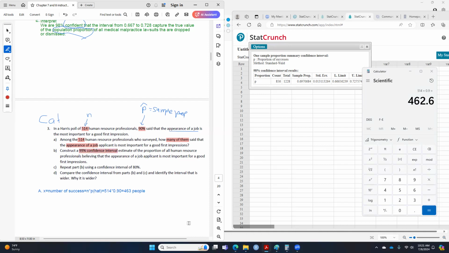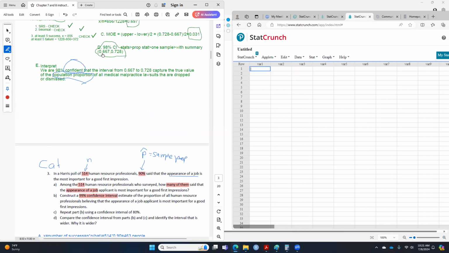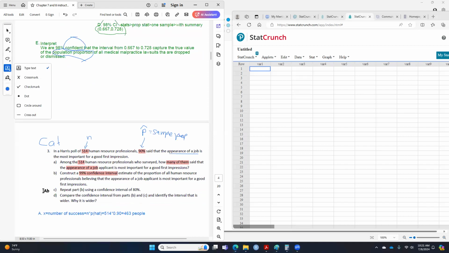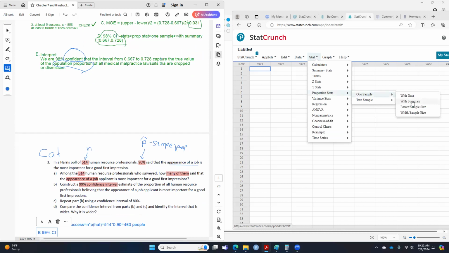Question B is to find the 99% confidence interval. How do you do this? It's the same thing we did in question D, but we're not going to do 98%, we're going to do 99%. In order to find a 99% confidence interval, you go through the same steps as finding 98%. You go to Stat, Proportion Stats, One Sample, With Summary. This is where you find your confidence interval.